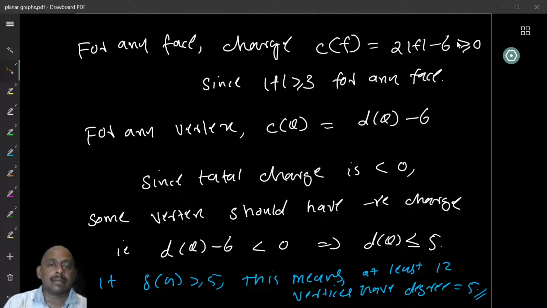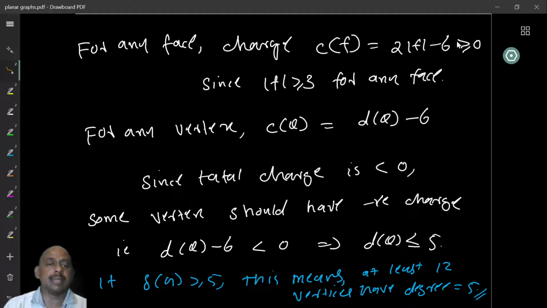On the other hand, for a vertex, its charge is degree minus 6. Now the total charge is negative. If you sum non-negative numbers, you are not going to get a negative total. So therefore, some charge should come from a vertex which is negative, because phases are all giving non-negative values. Vertices must give negative values.